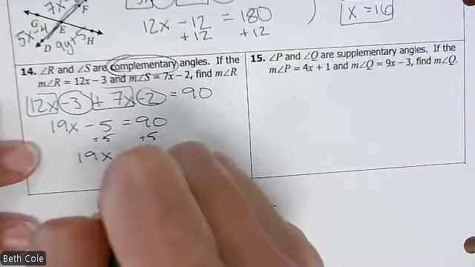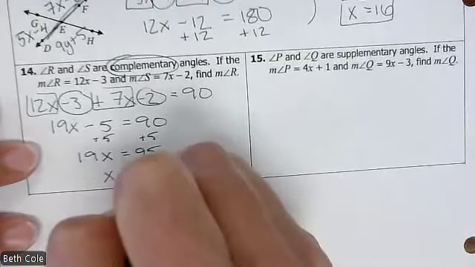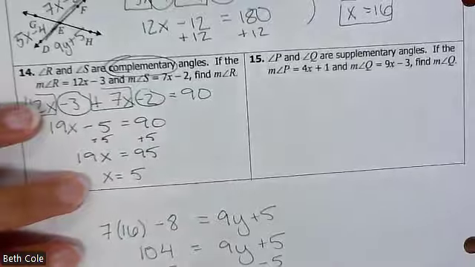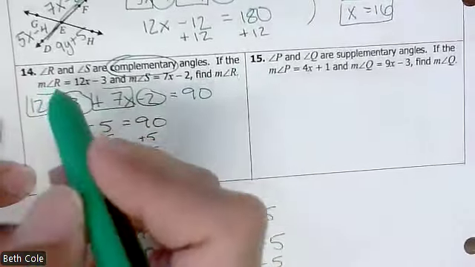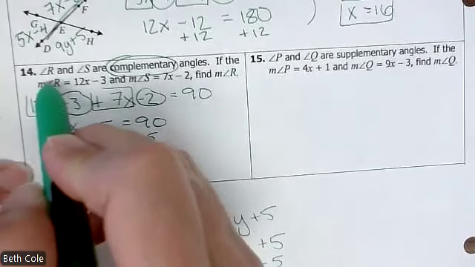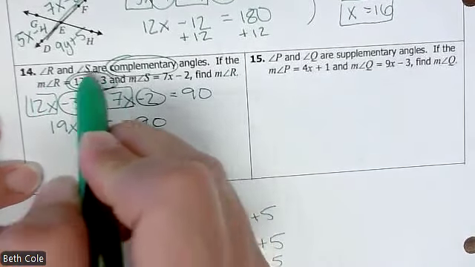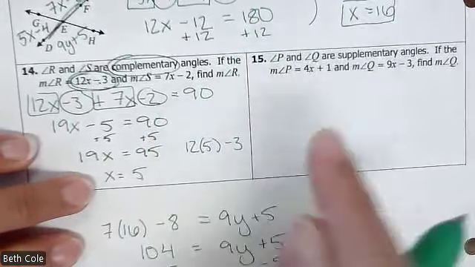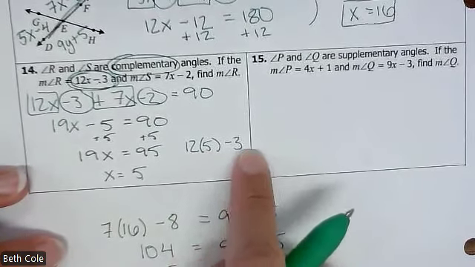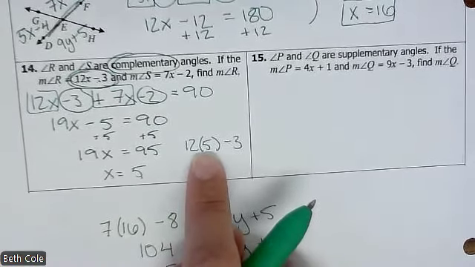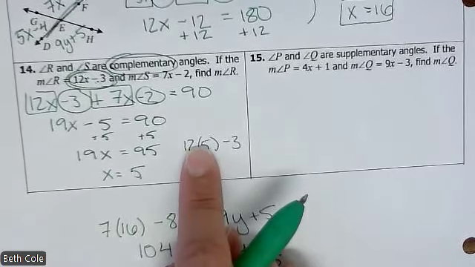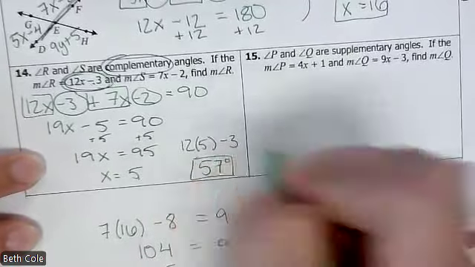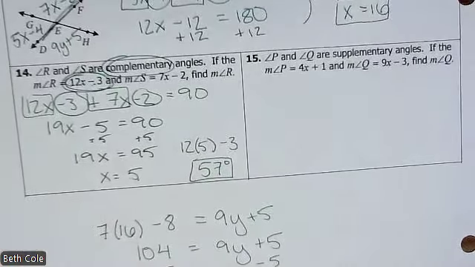Does anyone want to give it a guess? Way smaller than that. 5. Good job. Now, does it ask you for x or does it ask you for something else? Measure of angle R. So you have to look back. It just involves reading. R is this 12x minus 3. So we're going to plug 5 back in for that. 12 times 5 minus 3. 12 times 5 is 60. 60 minus 3 is 57. So 57 degrees.